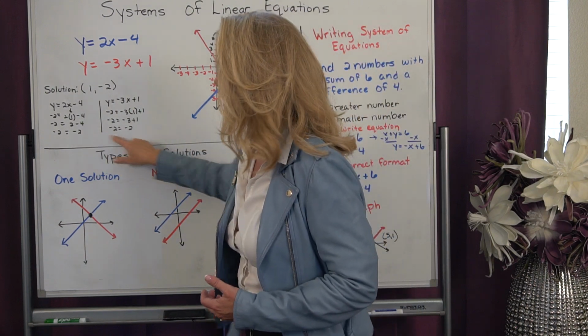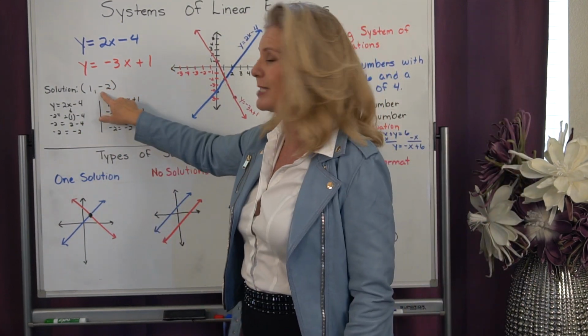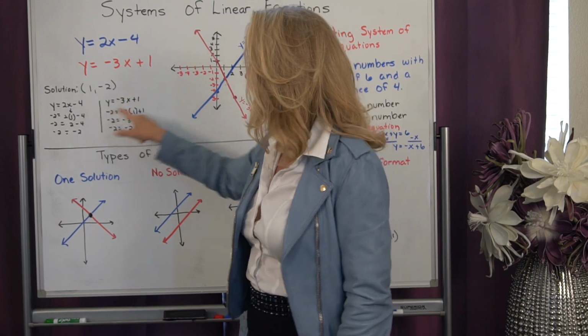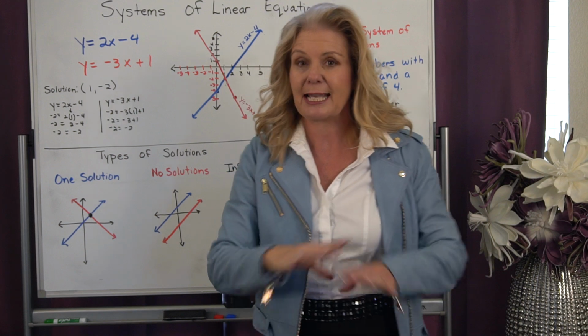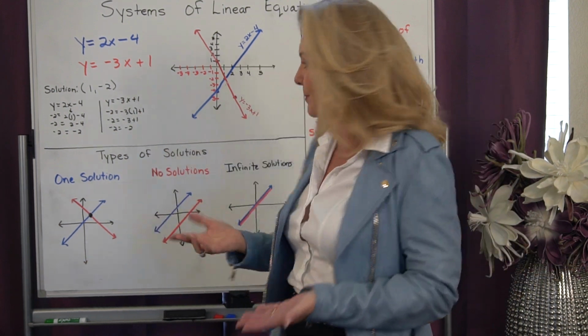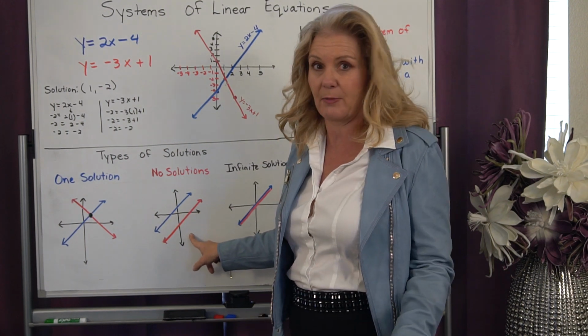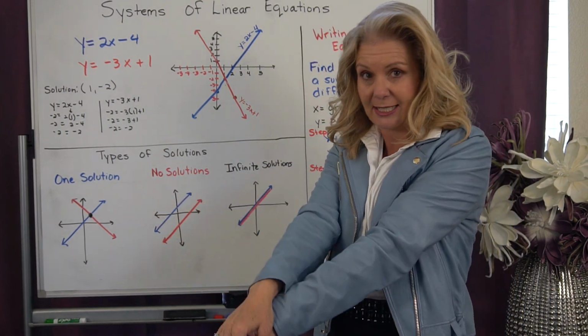Because both equations came out to be balanced using the same ordered pair, I know that is a solution to those equations. And that's my goal. I want to find the solution. Now remember, sometimes there's not going to be a solution. Sometimes literally the lines are on top of each other.